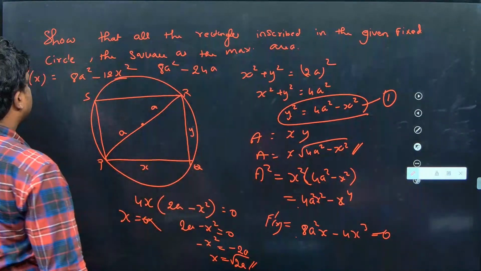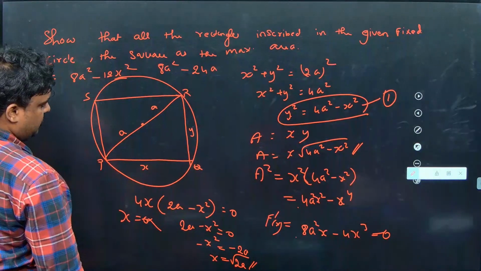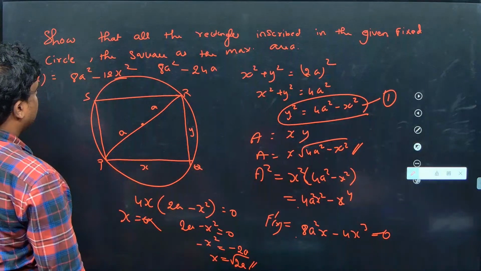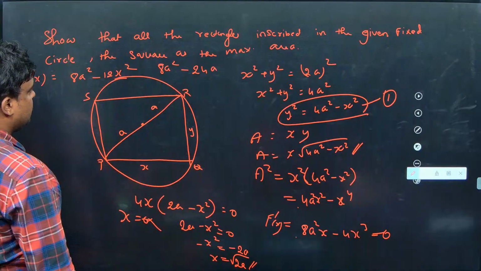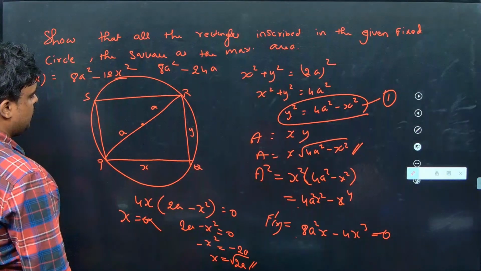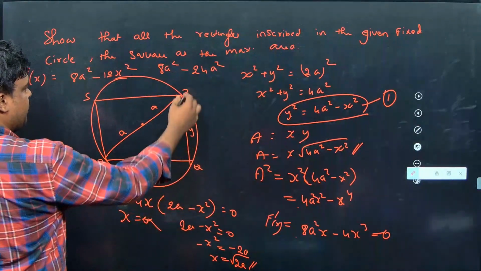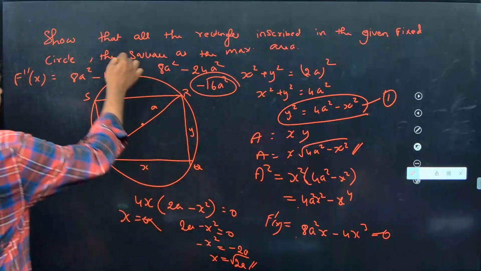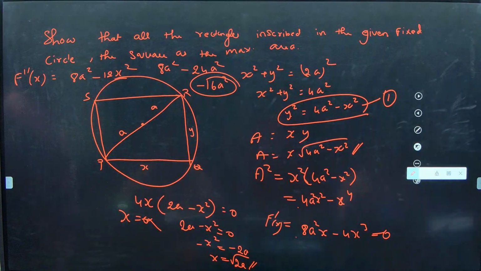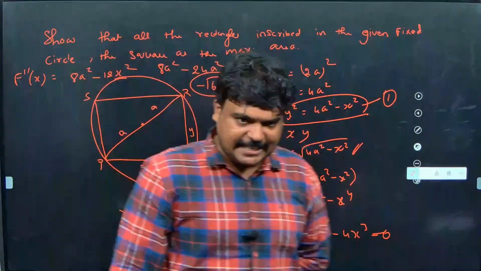24a, correct? x is √2a, so x square is what? 2a square, right? So now it is negative, correct? So if it is negative, the value I substituted is the maximum. So I confirmed that my x is equal to √2a is maximum.